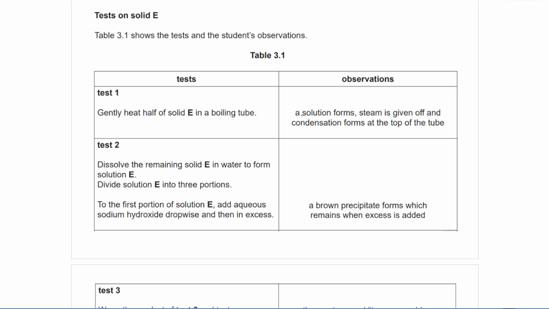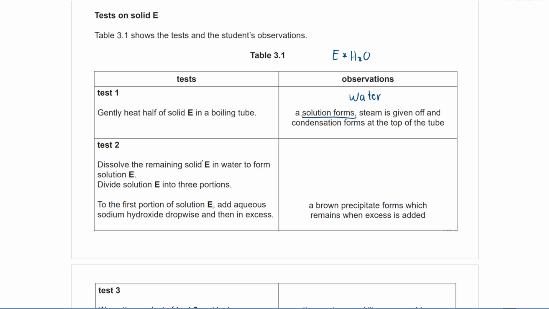It says that a solution is formed, right? So how was the solution formed if we didn't add water? Probably solid E is a salt or a mixture of salts, and this solid has water, so it is hydrated. Why do I know that? Because steam is given off and condensation occurs at the top of the test tube, and this condensation is water. So my conclusion of test 1 is that we have water.